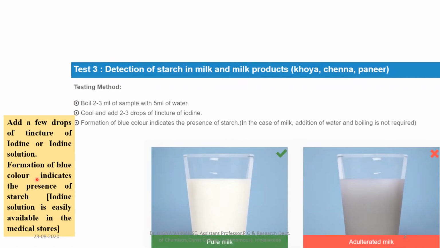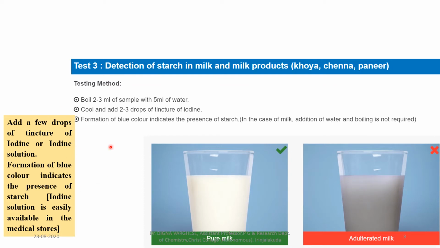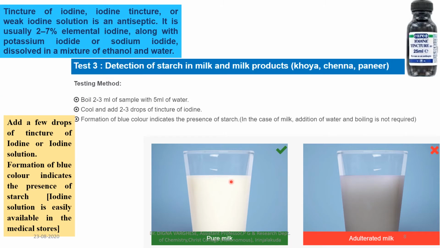The next common adulterant in milk and milk products is starch. Starch is detected by adding a few drops of tincture of iodine or iodine solution. Tincture of iodine, or iodine tincture, is a weak iodine solution which acts as an antiseptic. It is usually 2 to 7% elemental iodine along with potassium iodide or sodium iodide dissolved in a mixture of ethanol and water.